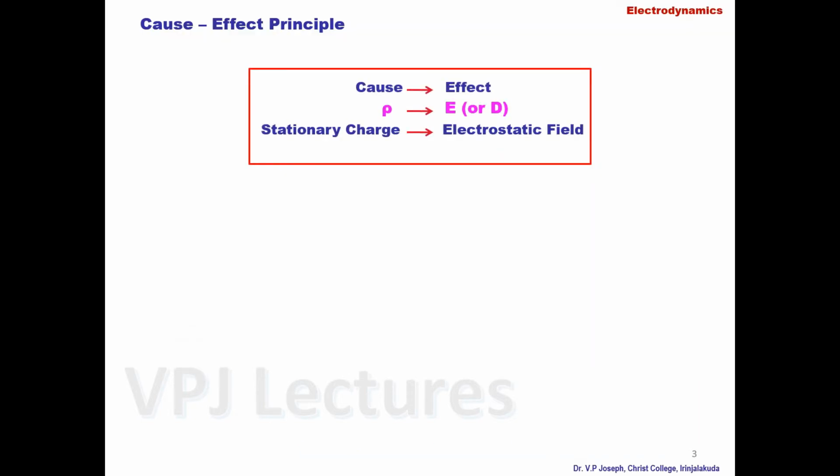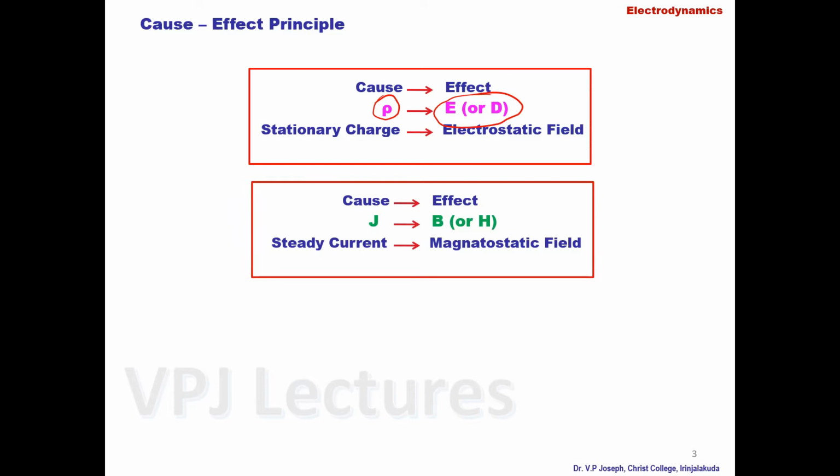We have introduced the electrostatic problem as a cause-effect principle with the stationary charge ρ as the cause of the electrostatic field E or D. In the case of free space it is E, and in the case of a material medium it is represented as D. Similarly, in the magnetostatic problem, the effect is the magnetostatic field, and the cause of that effect is the static or steady current J. In both electrostatics and magnetostatics, we have considered a cause-effect principle, and the ultimate aim behind any electrostatic or magnetostatic problem is to evaluate the effect due to the cause.